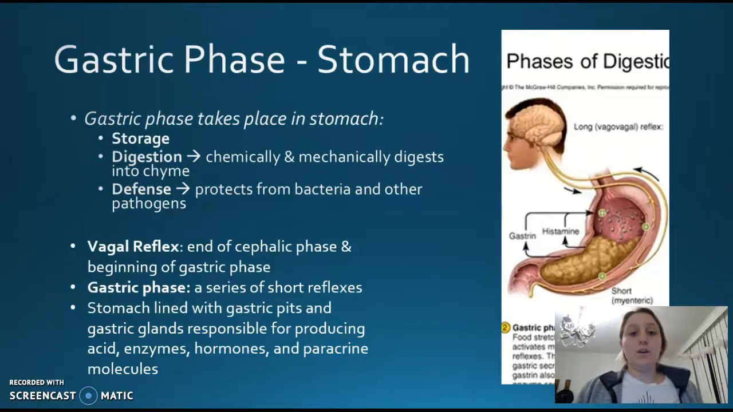It starts at the end of the cephalic phase of digestion with the vagal reflex, which signifies the beginning of the gastric phase. The gastric phase is a series of short reflexes, with the stomach lined with gastric pits and gastric glands deep within the walls that are responsible for producing acid, enzymes, hormones, and paracrine molecules.